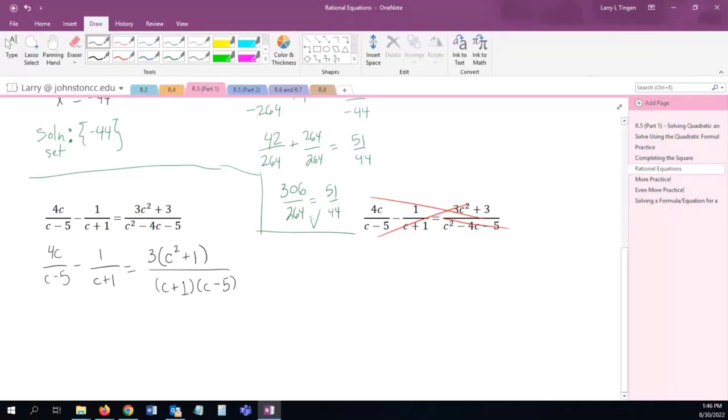So what do I want to do next? Yes, that's exactly it. I want to clear the fraction. That is my goal, so I'm going to find the LCD. And the LCD is what? Well, factoring that denominator helped me see that I only have 2 unique factors in the denominator, right? I have c minus 5 and c plus 1. So if I multiply every term by c minus 5 times c plus 1, all the denominators will multiply away, and I'll be left with what?